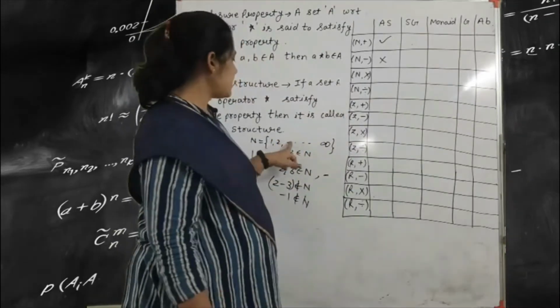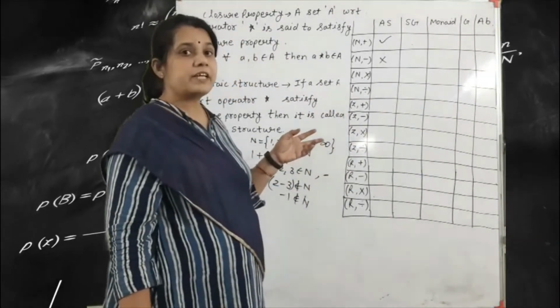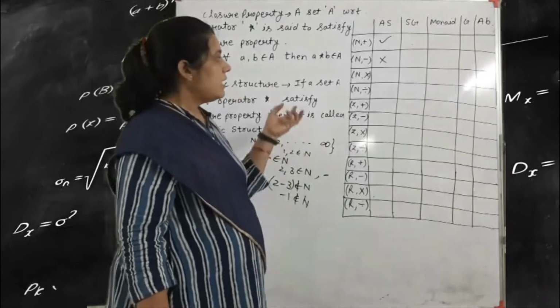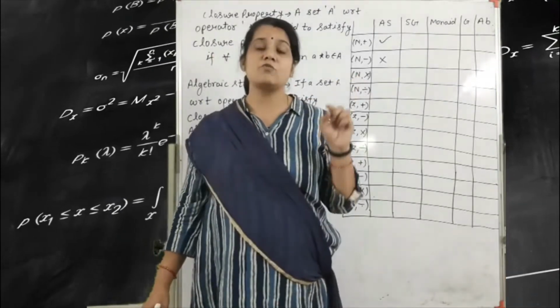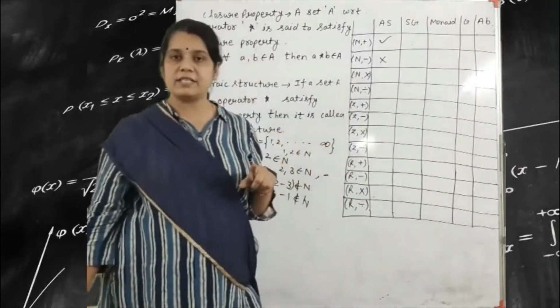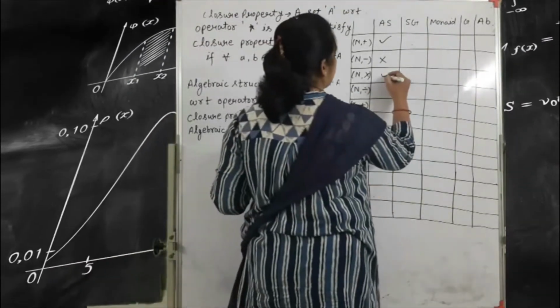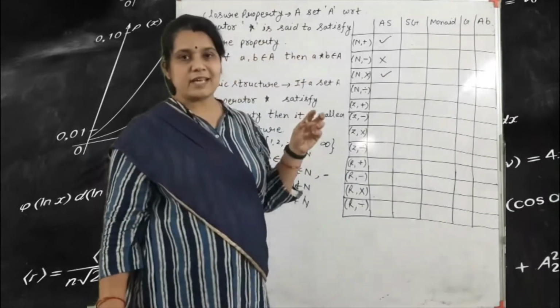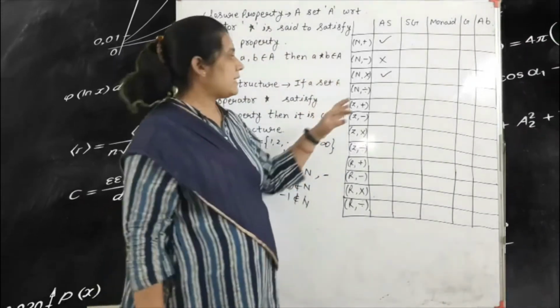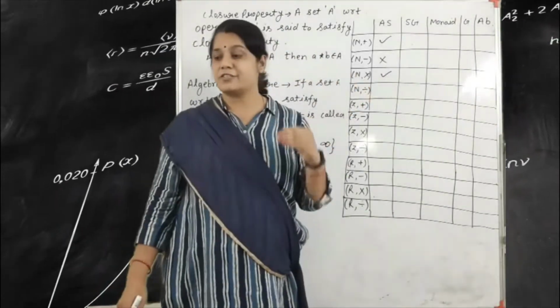So if we use any two elements, for example 4 and 5 belong to capital N, and we use multiplication, so 4 into 5 means 20, and 20 belongs to capital N. So N with multiply also satisfies the closure property. That means this is an algebraic structure.